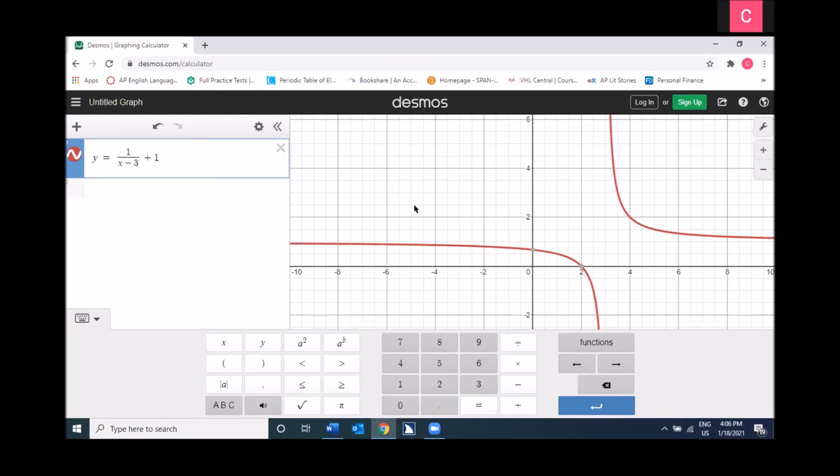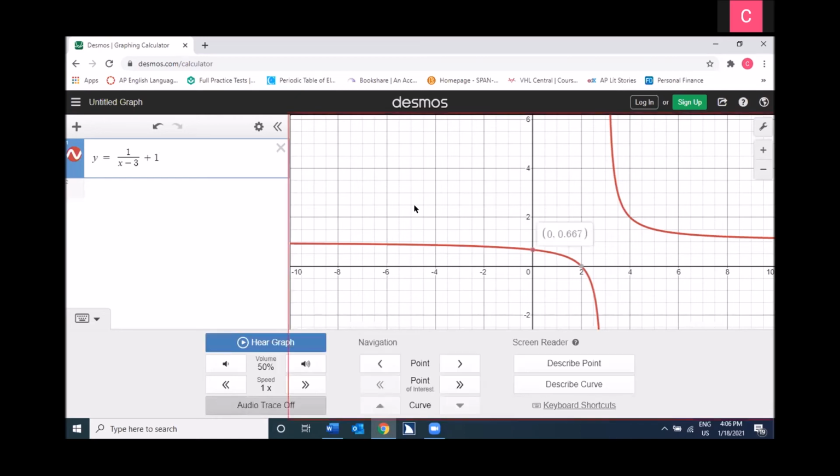So now if you were paying attention, you would have heard it say to audio trace press Alt plus T. So I'm going to do Alt T to get into audio trace mode, and then I'm going to do H so that I can hear the graph. Alt T audio trace on.